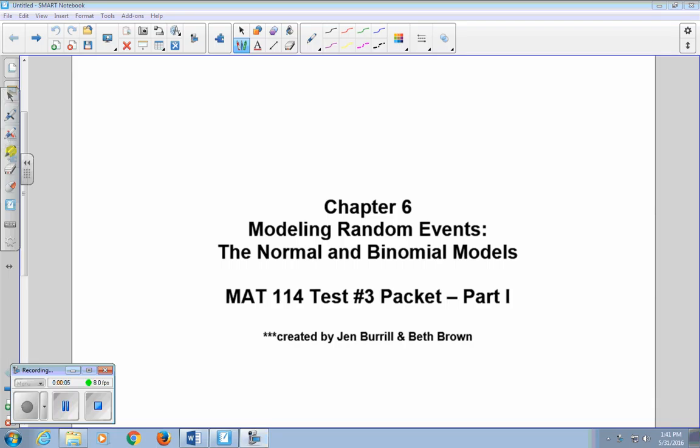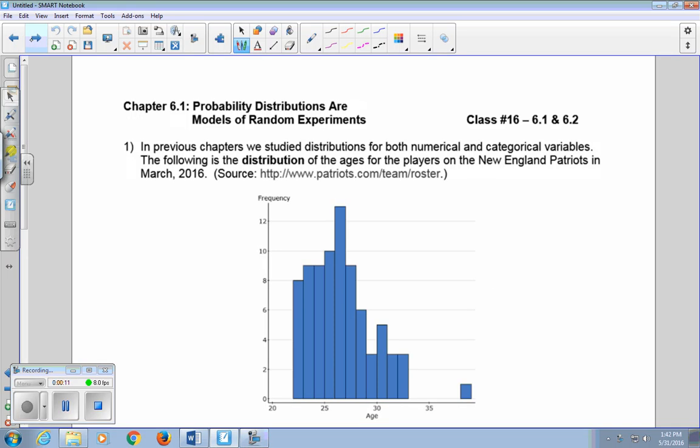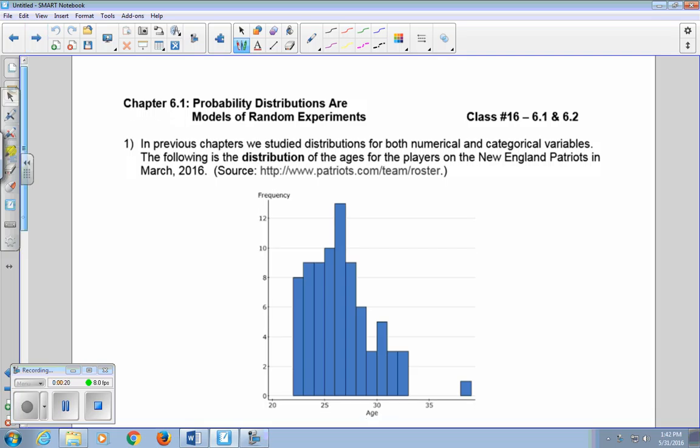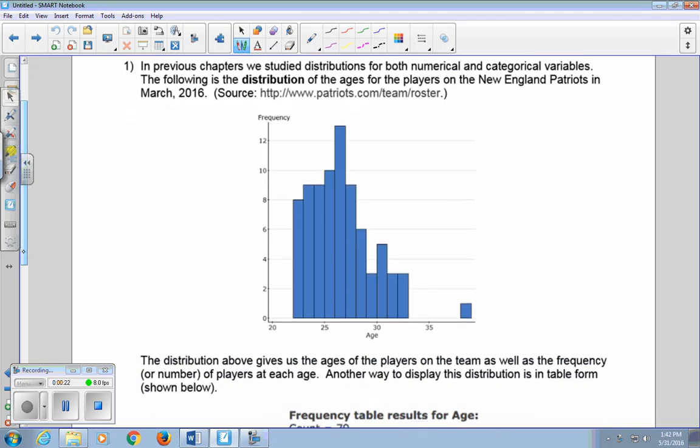Today we'll be starting Chapter 6, Modeling Random Events, the Normal and Binomial Models. To start with, we'll look at Section 6.1, Probability Distributions are models of random experiments. In previous chapters, we studied distributions for both numerical and categorical variables.